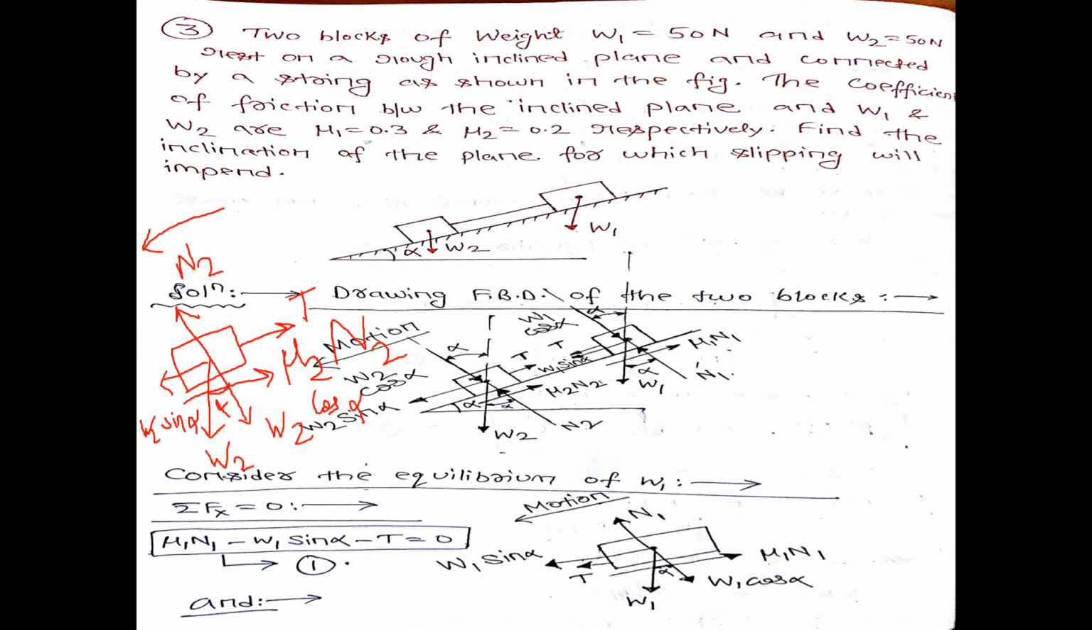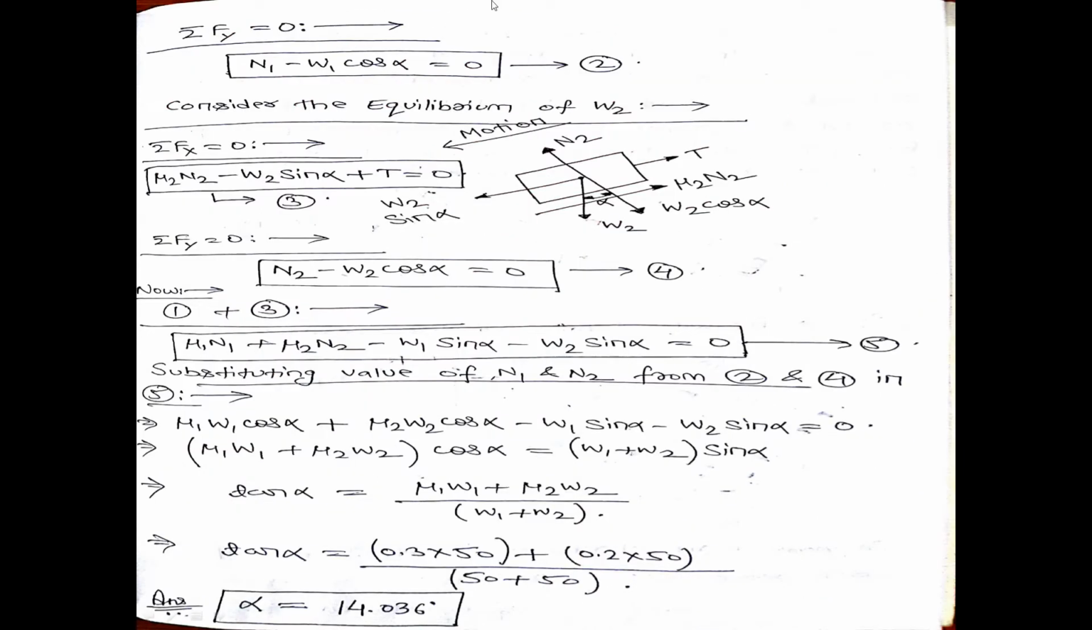Again, for the second block also, I will do the same thing. I will write down the equations of equilibrium. Firstly, let us write summation Fx equal to 0. What can I write? I can write plus T plus mu 2 N2 minus W2 sin alpha equal to 0. Let it be the third equation.